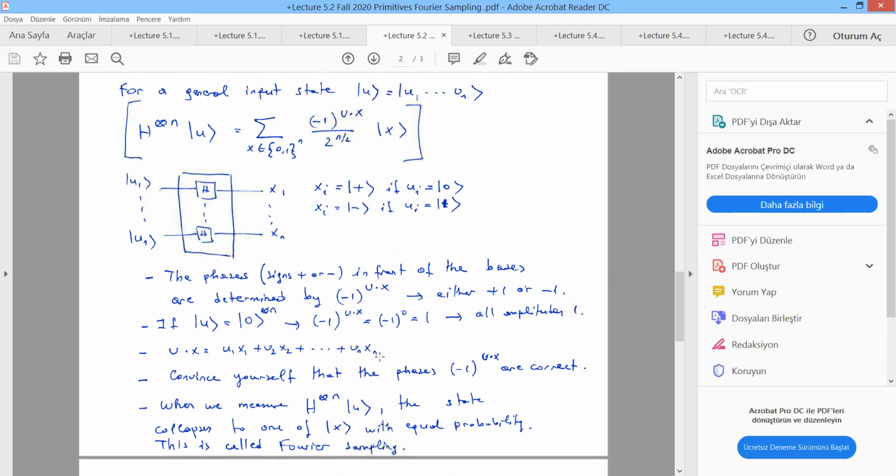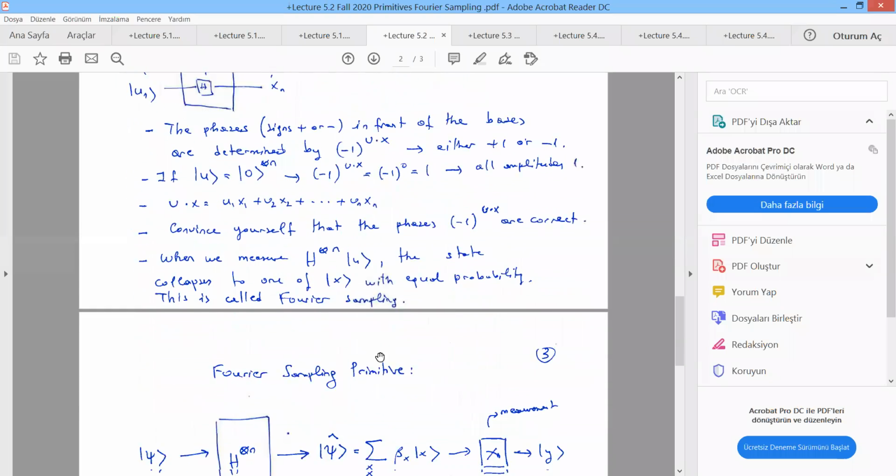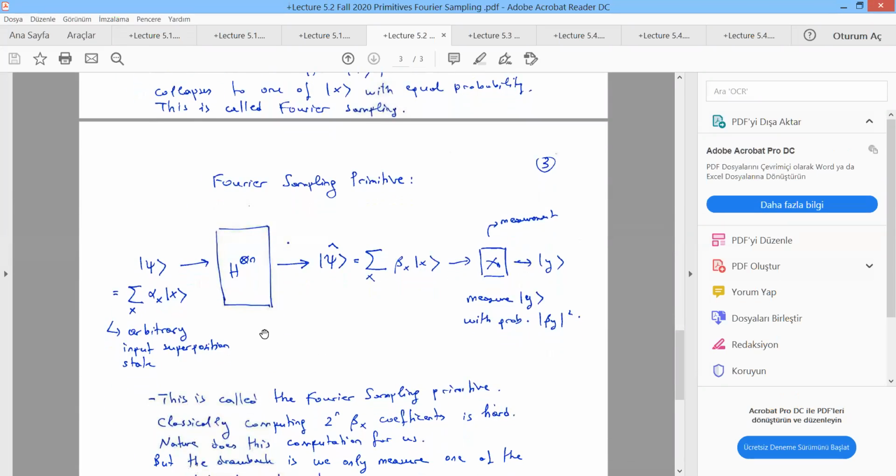So the name for this primitive was Fourier sampling. And Fourier sampling is when we make a measurement in the output. This is called the Fourier sampling primitive. In the input, you have a generic cat psi state, and you apply Hadamard tensor n times, and in the output you have another cat psi prime with different beta sub x coefficients.